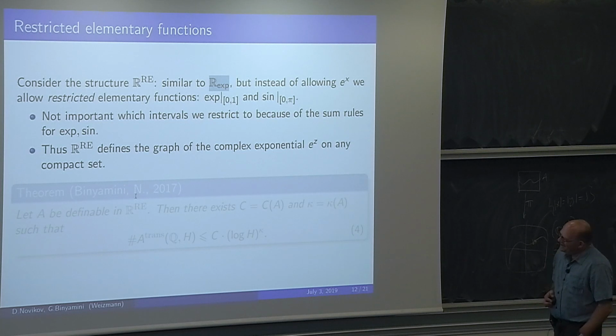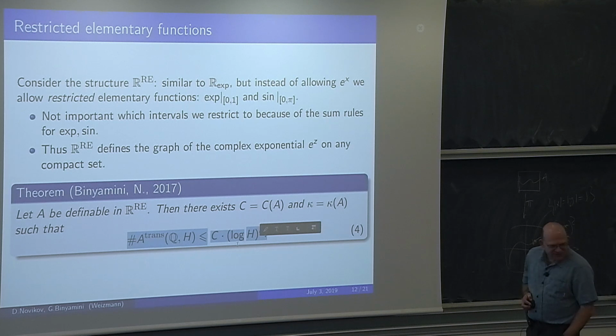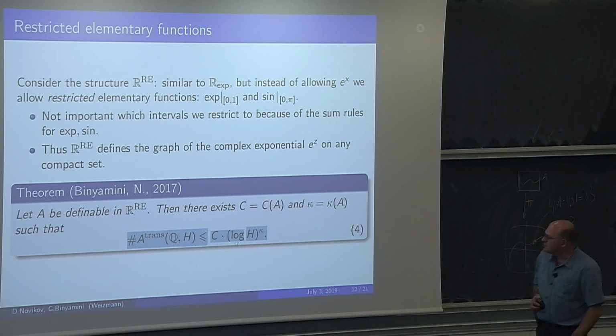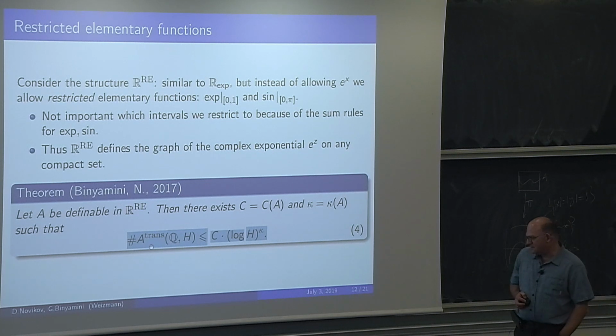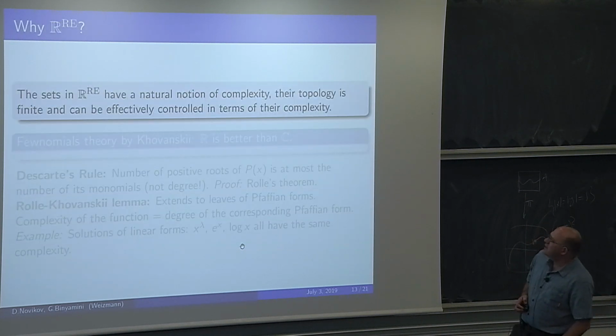Details. Okay. So what we proved is that for sets definable here, the polylog bound holds. So there exists some degree and the least constant such that we have this. Okay. So why is R good? So it was essentially used.